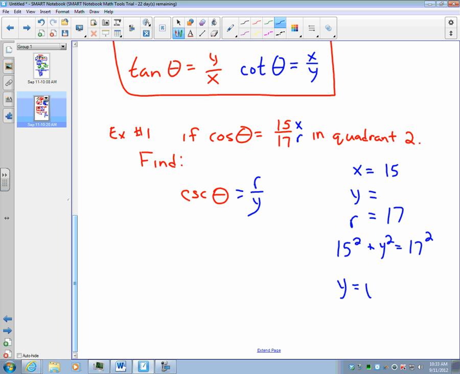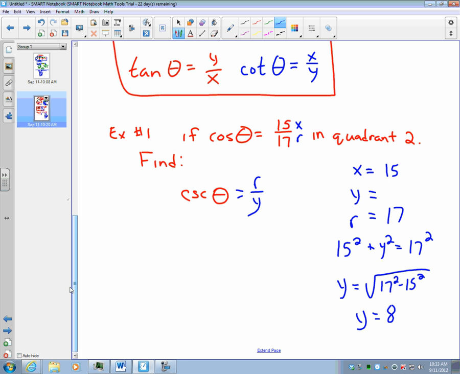But I would go straight to this. y is going to be the square root of 17 squared take away 15 squared. Right? If I'm trying to find one of the smaller sides, then I'm going to have to subtract the squares. Do you get that? So that's 289 take away 225, which is 64. y equals 8. Okay?